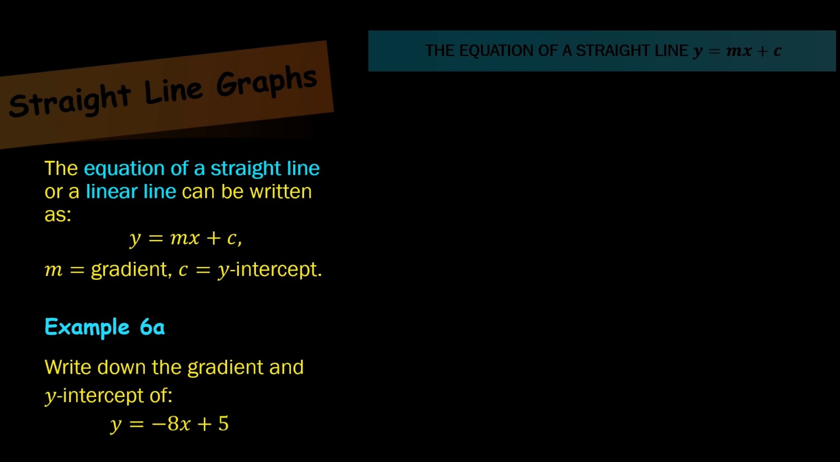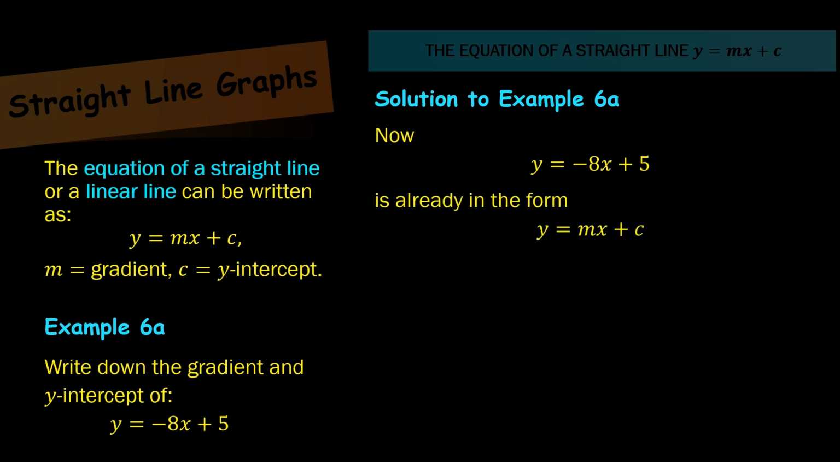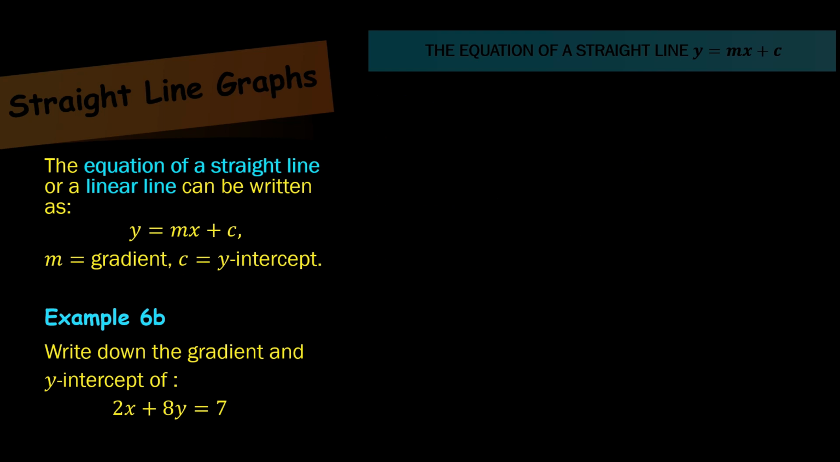So let's solve part A first. We know that y equals minus 8x plus 5. This is already in the form y equals mx plus c. So the gradient m equals minus 8, and the intercept c equals 5. Now let's take a look at part B. We are required to write down the gradient and y-intercept of 2x plus 8y equals 7.